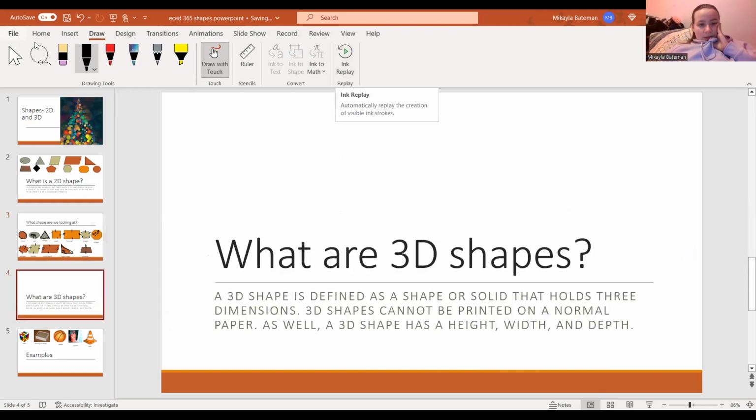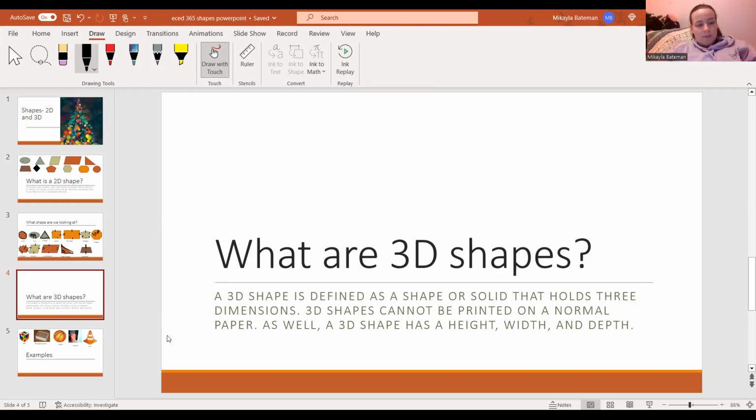Now we are going to move on to what a 3D shape is. A 3D shape is defined as a shape or a solid that holds three dimensions. A 3D shape cannot be printed on a normal piece of paper like our 2D shapes. It has a height and a width, but it also has a depth. So it's a third dimension to multiply for us.